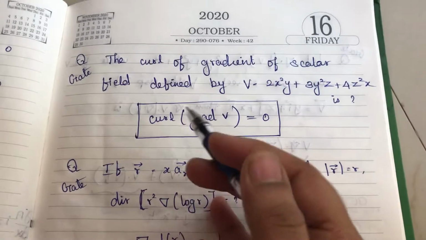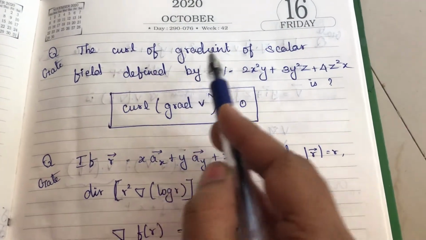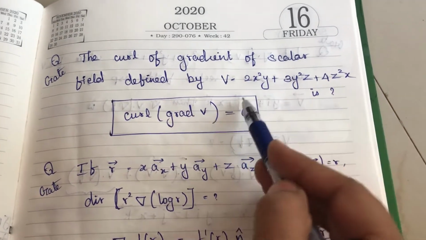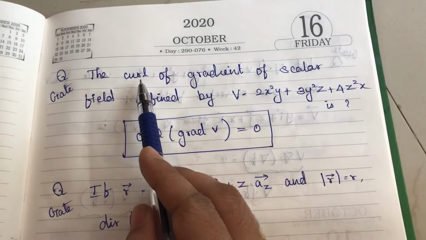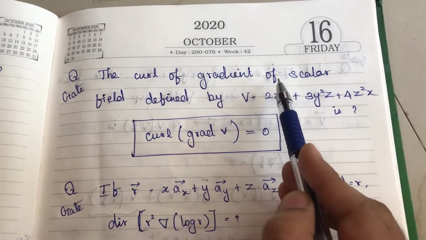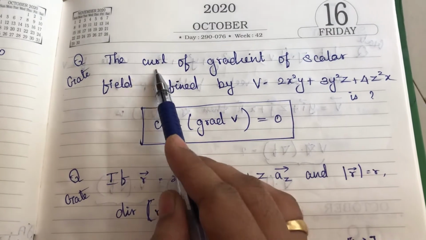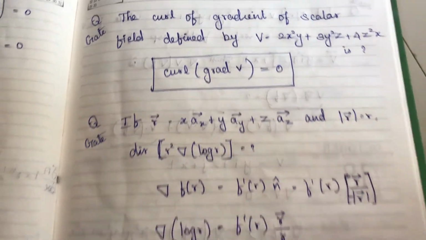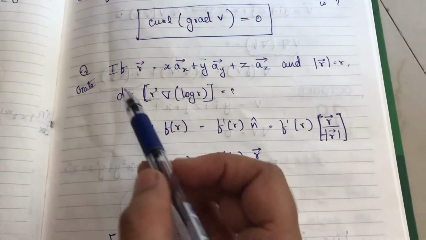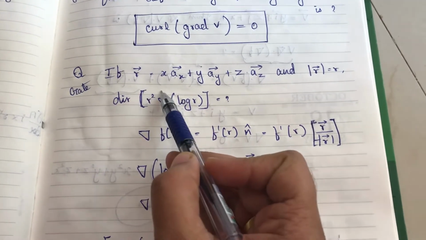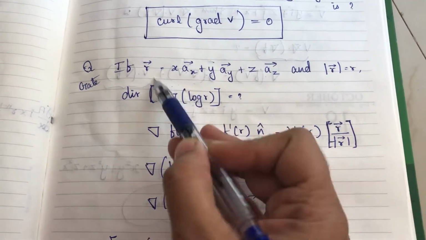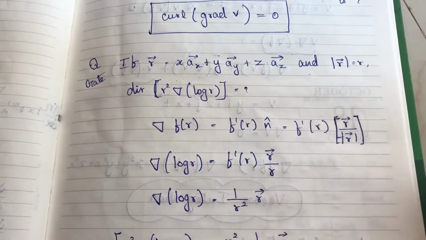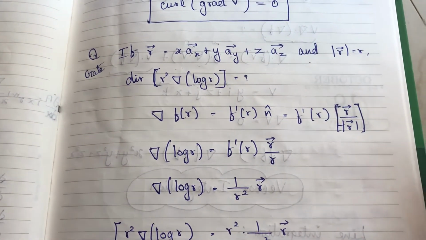Okay, now we're gonna see only the GATE questions. The curl of gradient of scalar field defined by a vector. They have given one vector. I already said to you, curl of gradient of scalar field, curl of gradient is nothing but 0, right? We have seen this in properties. So the value will be 0, whatever may be the vectors. If r vector is equal to x into, they have given one vector here, and modulus of r is r. They have given one condition here, modulus of r is nothing but r.